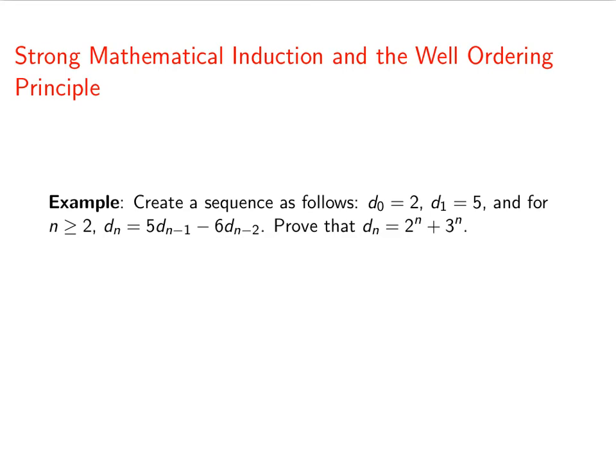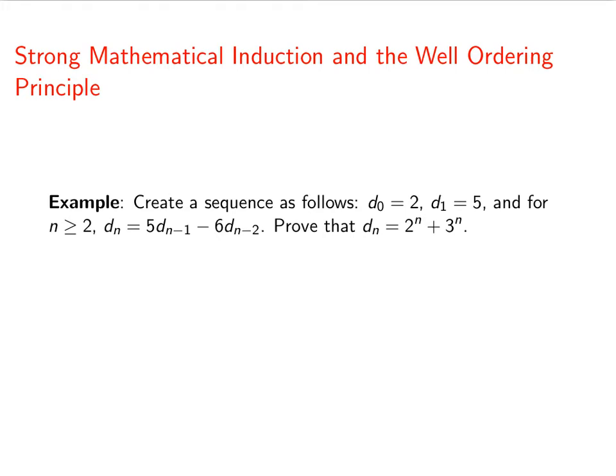Hello, discrete math fans. All right, let's create a sequence. The sequence starts d of 0 equals 2, d of 1 equals 5. And then, for future values of d, I'm going to give you a formula. So when n is bigger than or equal to 2, the formula goes d sub n is equal to 5 times d sub n minus 1 minus 6 times d sub n minus 2.